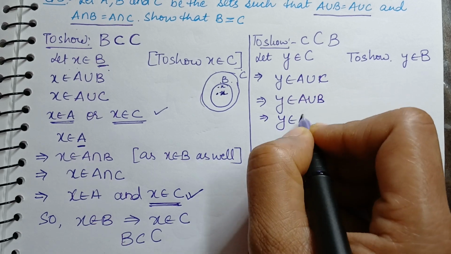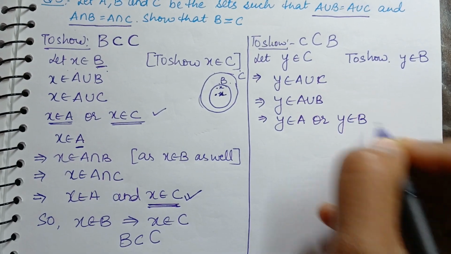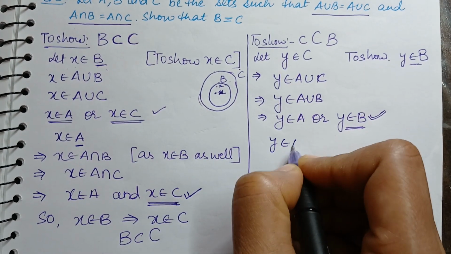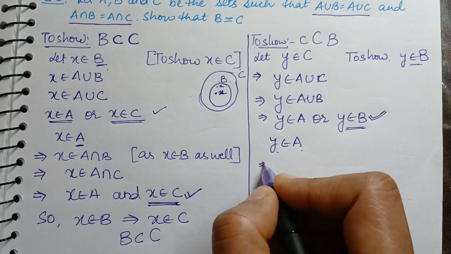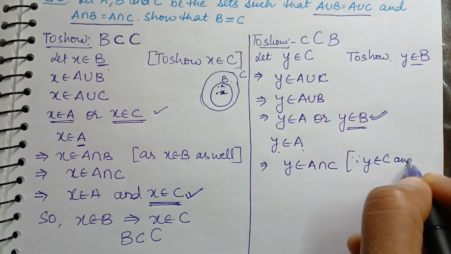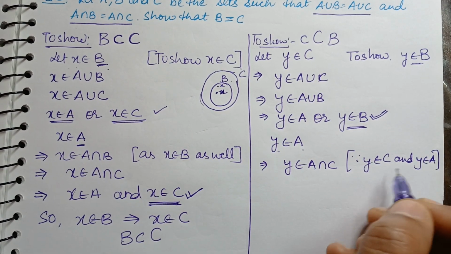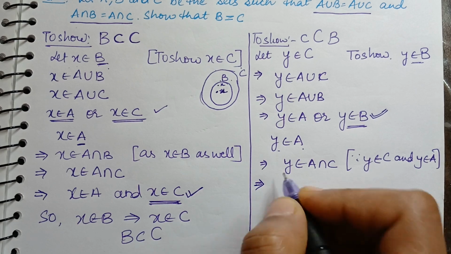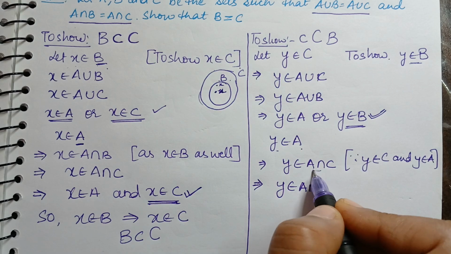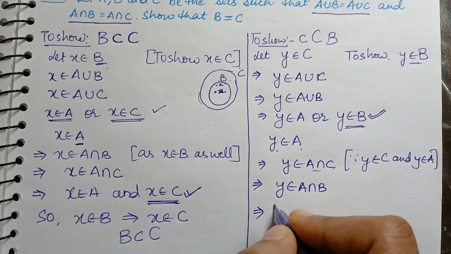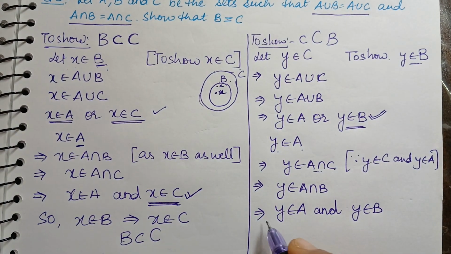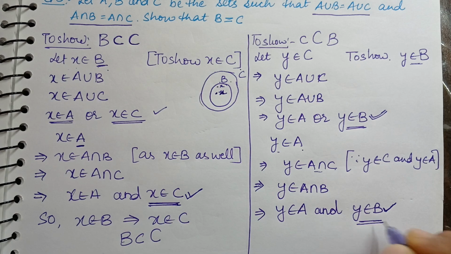What does it mean? Y belongs to A or Y belongs to B. So this part is done for this or. Now we have to deal with this. Now Y belongs to C and Y belongs to A. What does it mean? Y belongs to A intersection C, because Y belongs to C and Y belongs to A. If it belongs to both, it should belong to the intersection as well. This implies Y belongs to A intersection B, because A intersection B is equal to A intersection C. So in place of A intersection C, I can write A intersection B. So what does it mean? Y belongs to A and Y belongs to B. It means Y is there in both. So we are done with this part as well.